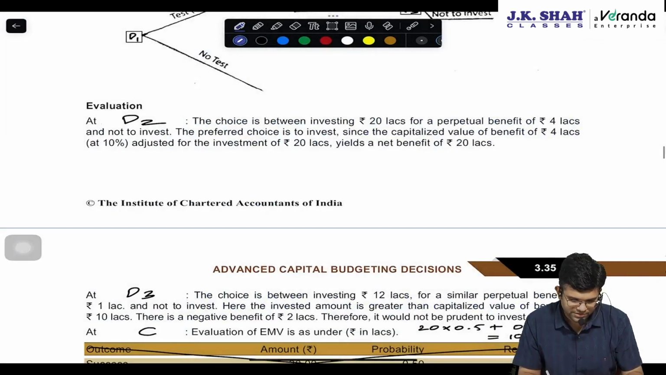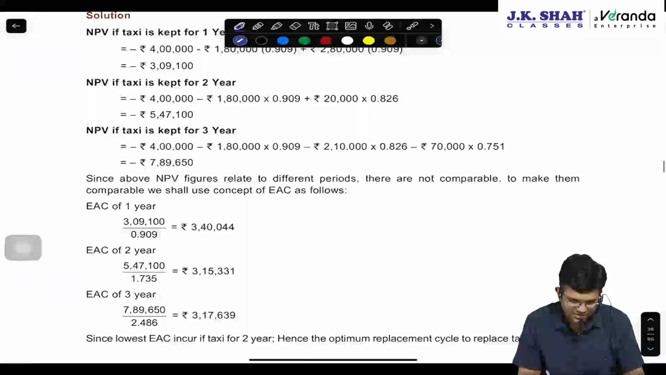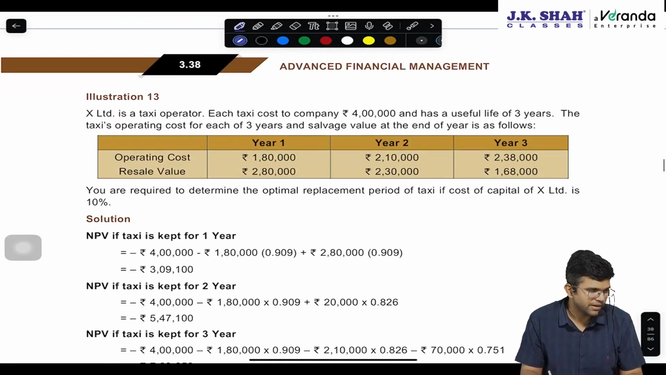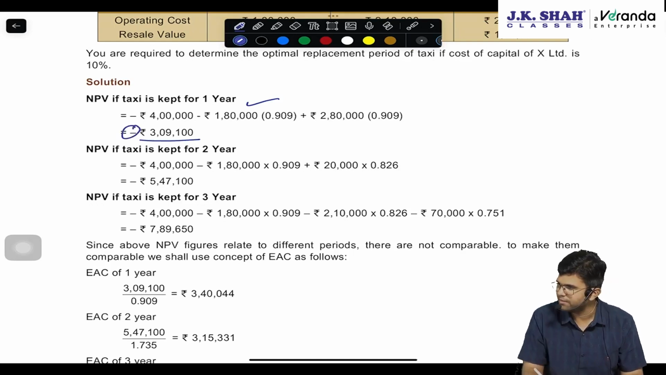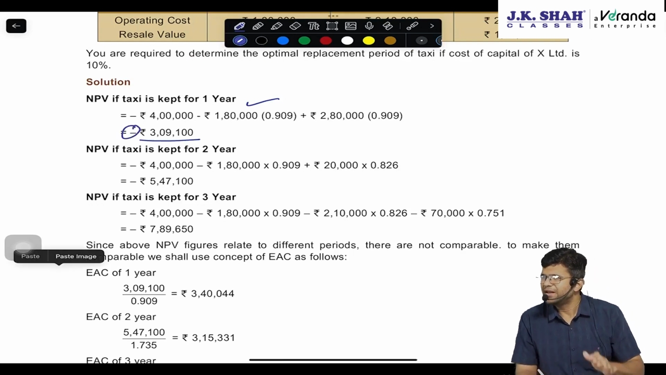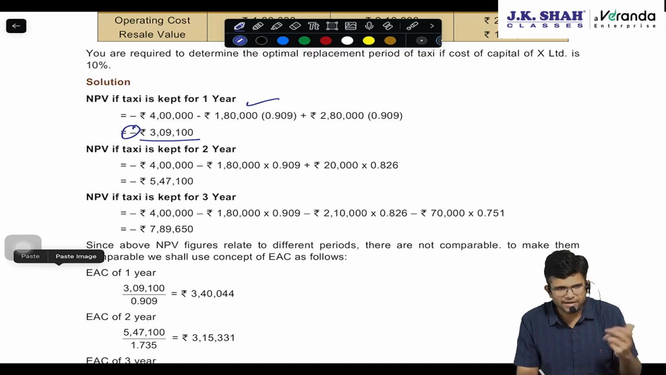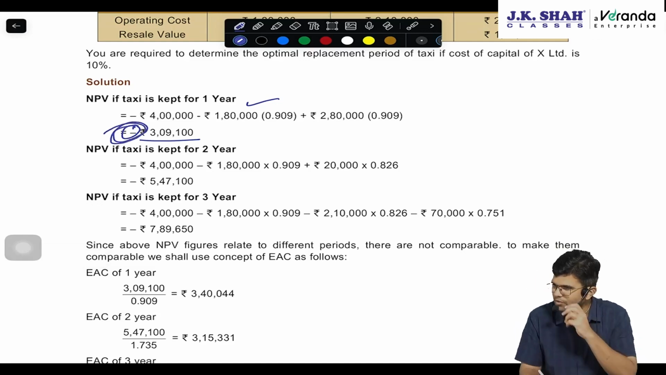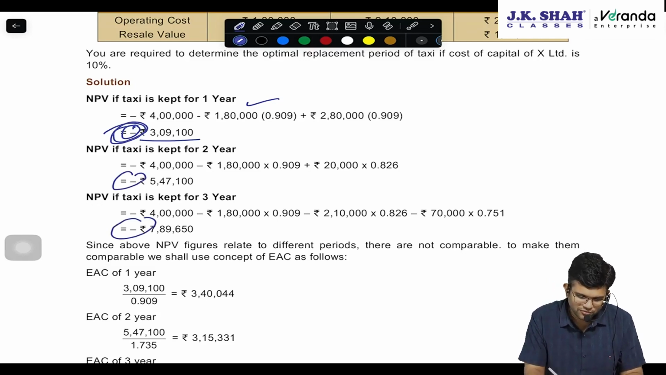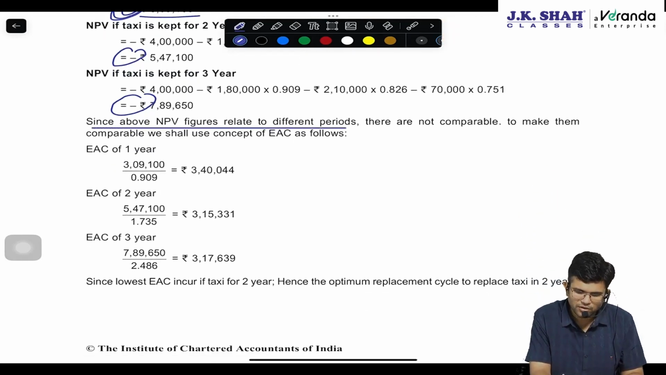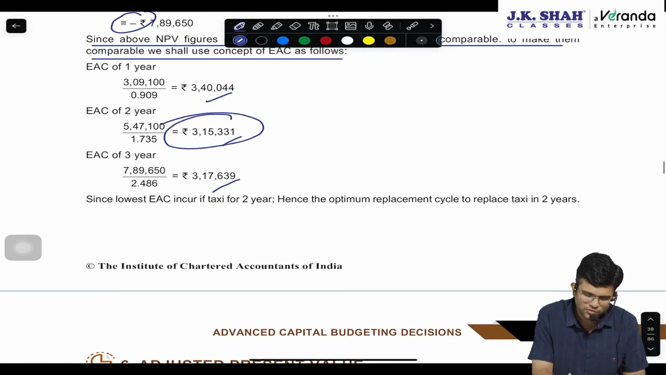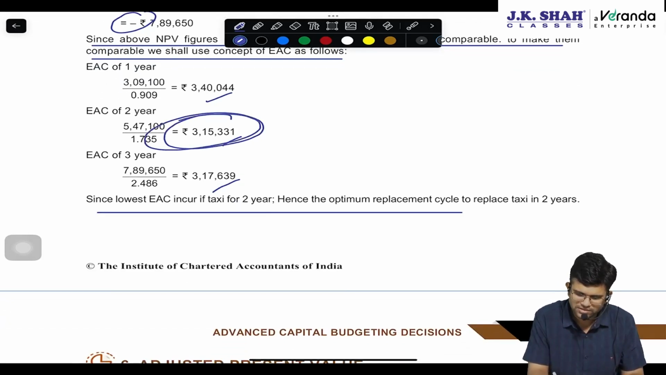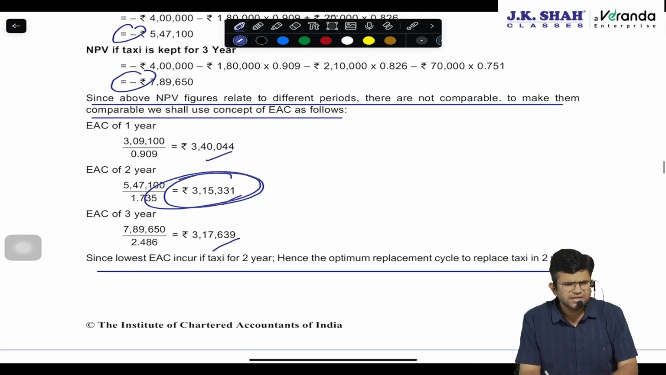Before I go into this question, the earlier question that you did, taxi operator. So we had got, if taxi is kept for 1 year, negative, and so they have done NPV only, if you can see. We did net outflow calculation. They did net inflow calculation, but their inflows came negative. I hope you realize the same thing. So 3 such inflows, and since the NPV relate to different periods, they are not comparable. To make them comparable, we will use the EAC concept. Everyone clear? EAC for 2 years is lowest.